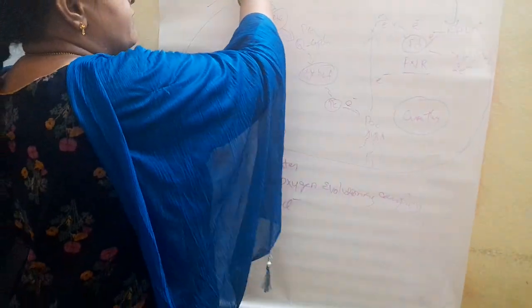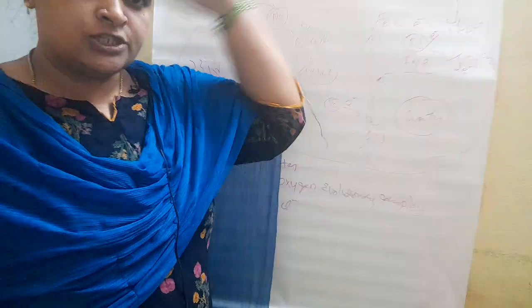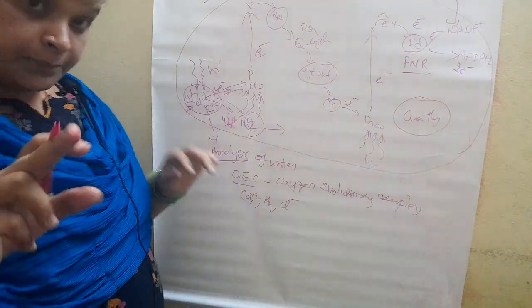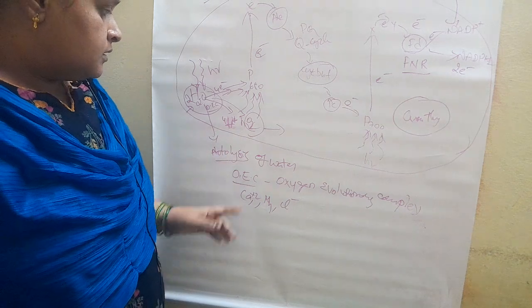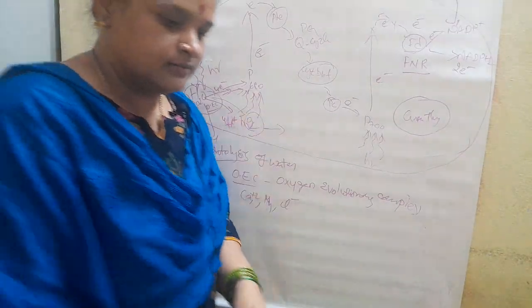What is the assimilatory power? NADPH2 and ATP, right? So now this NADPH2 is generated, right? Coming to the ATP. ATP is also generated here. How is it? After cyclic electron transport, I will explain.